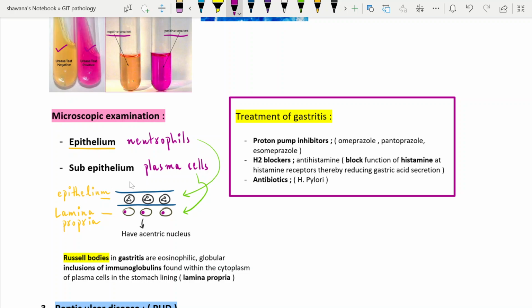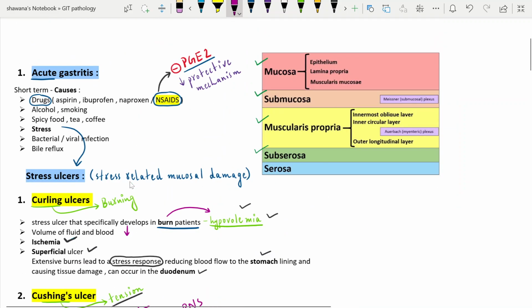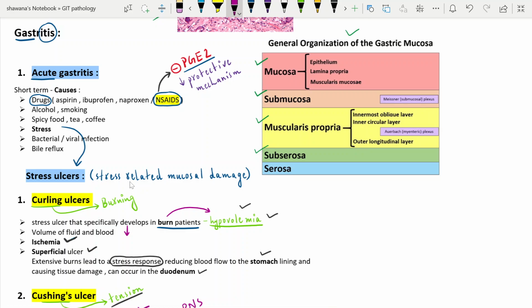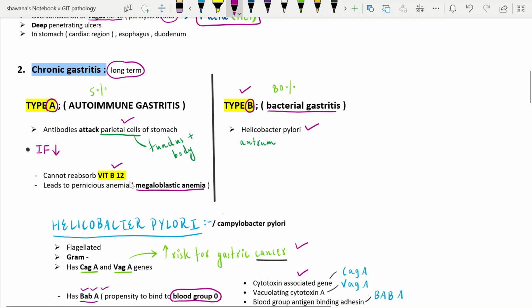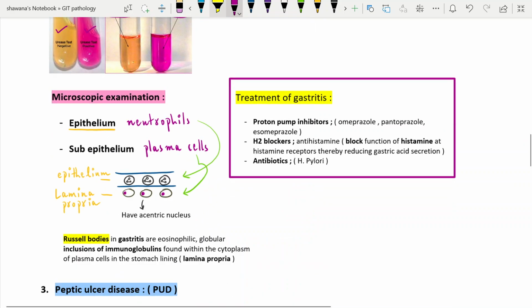Microscopic examination of gastritis: as I have told you, the organization of the gastric mucosa contains mucosa. Okay, we are only focusing on mucosa now. That mucosa contains epithelium and it has the subepithelium layer known as the lamina propria. In the histological examination of gastritis, we will see neutrophils in the epithelium and we will see plasma cells in the subepithelium or the lamina propria. So we are going to see neutrophils in the epithelium and plasma cells in the lamina propria.